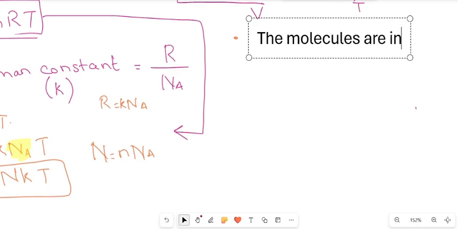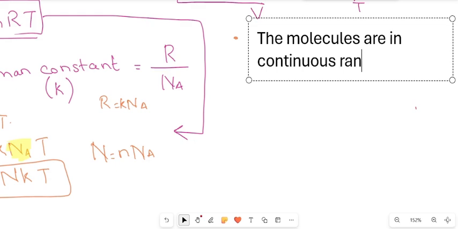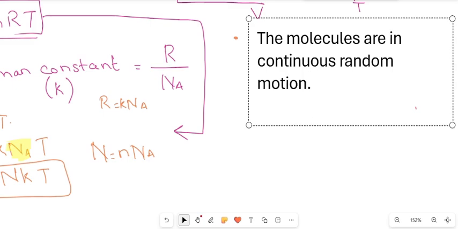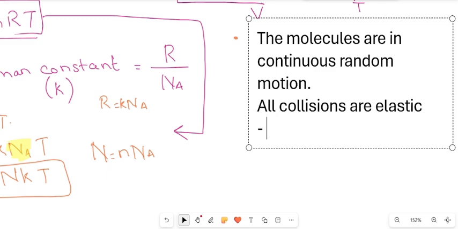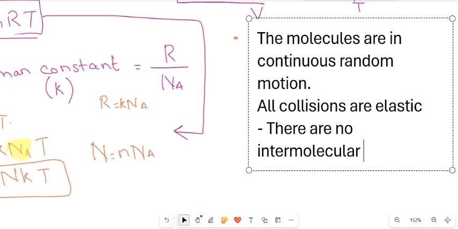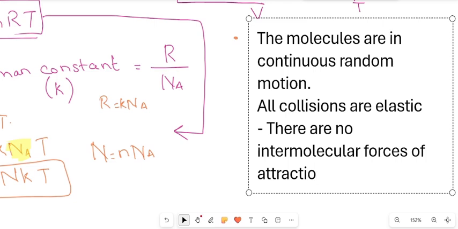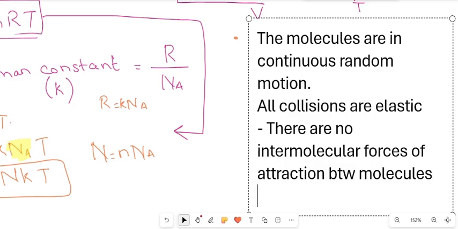Number 2, all collisions are elastic. Number 3, there are no intermolecular forces of attraction between molecules. So this is 1, this is 2, this is 3.